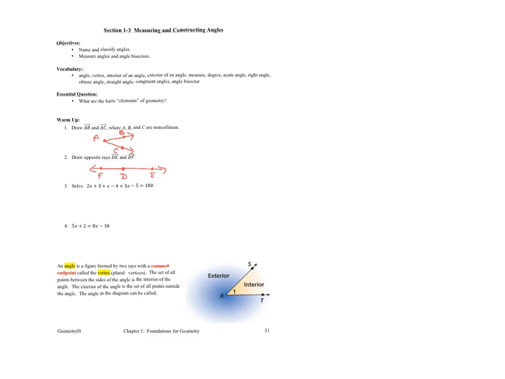Example 3, an algebra review question. We can combine like terms, so 2x, x, 3x, all on the left-hand side can be combined. So 2x plus x is 3x, plus 3x is 6x. Then we could combine 3, -4, and -5. Well, 3 and -4 is -1. -1 and -5 is -6 equals 180. And we could start solving, add 6 to both sides. 6x equals 186.